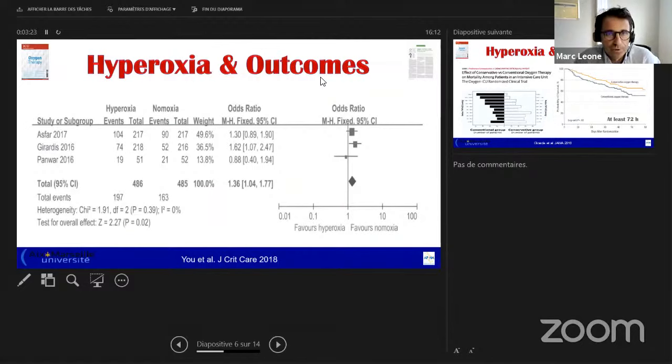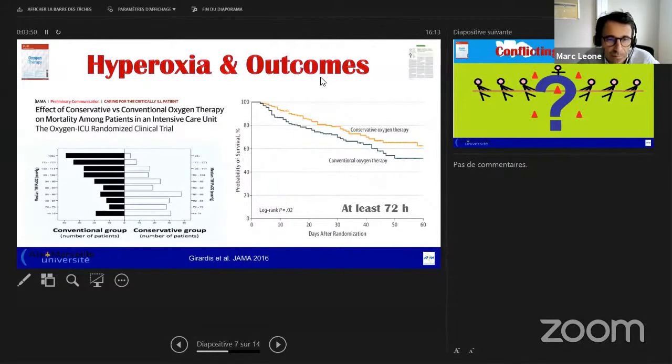Hyperoxia and outcome: hyperoxia is bad for outcome. And when you have studies comparing normoxia and hyperoxia, and I show you here a meta-analysis, there is a very strong signal favoring normoxia as compared with hyperoxia. The most representative study, and that has been shown by Jörn previously, is this Italian study, comparing conservative versus conventional oxygen therapy. What is interesting is that more than 30% of patients, around 40%, had a PaO2 above 124. So that's really a liberal mode with high PaO2. And in this study, there is an increased mortality in the patients with liberal use of oxygen.